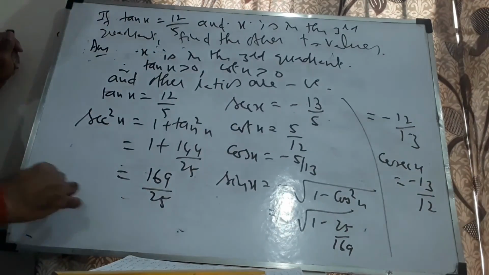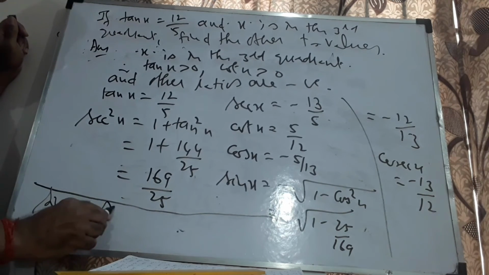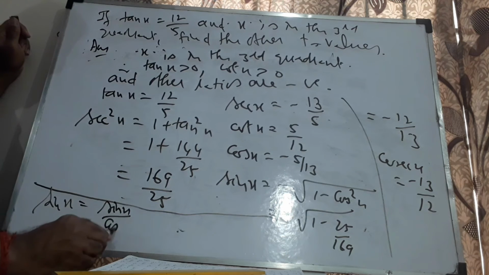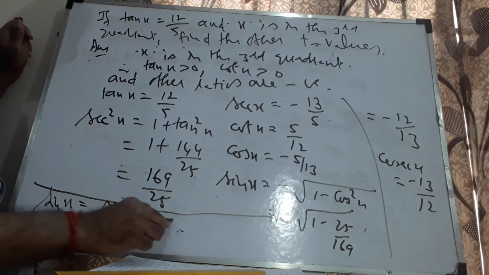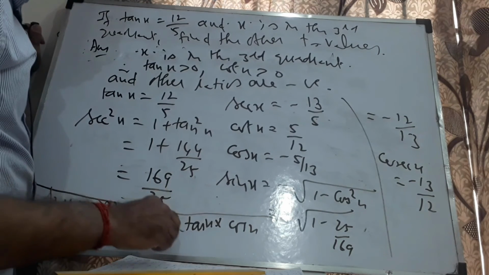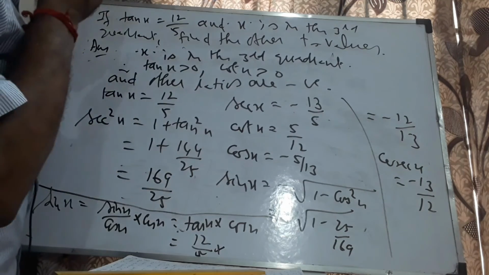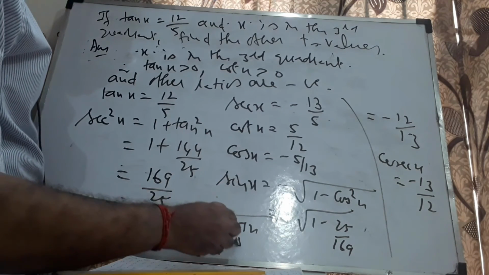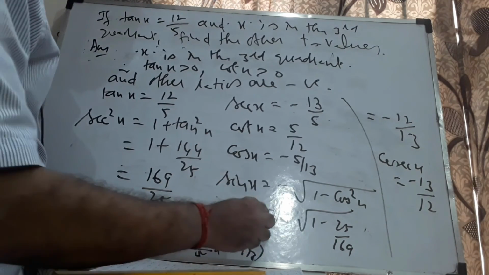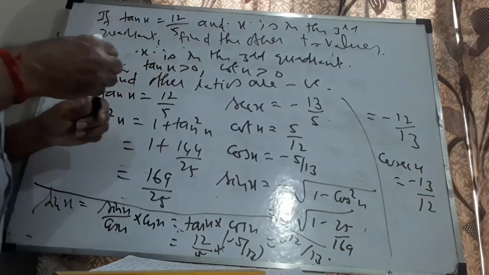That is one way of doing it. Or you can very well write sin x as sin x by cos x into cos x, which is tan x into cos x. What is tan x? Tan x is 12 by 5. What is cos x? Which is minus 5 by 13. I'll get the same answer, minus 12 by 13. Either way I can do.